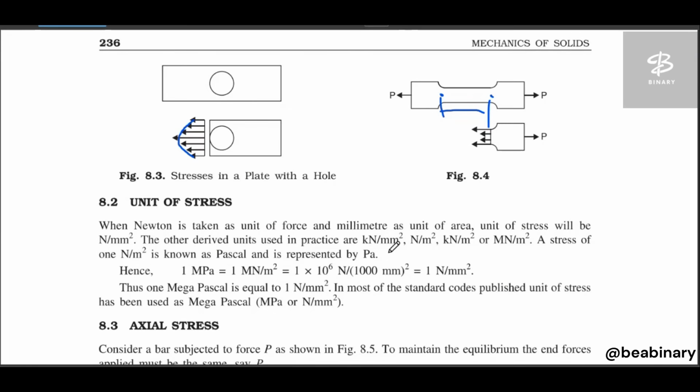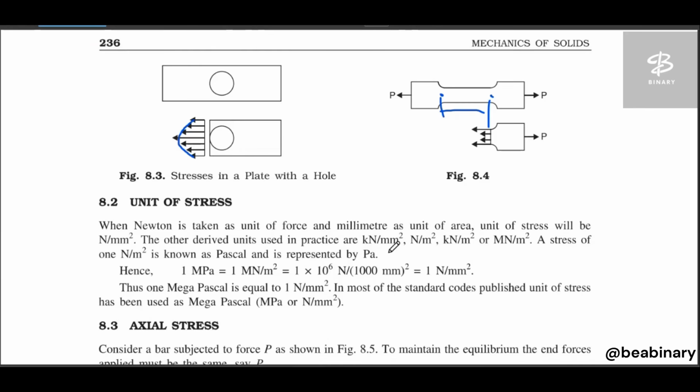Okay. Now here, Newton per meter square is the unit of stress. Kilonewton per meter square, also you can use meganewton per meter square. Also, you can consider Newton per mm square. So these are the various types of units in the case of stress.